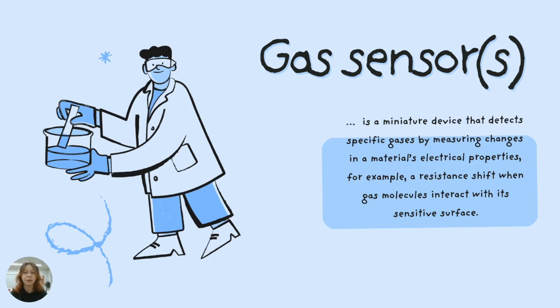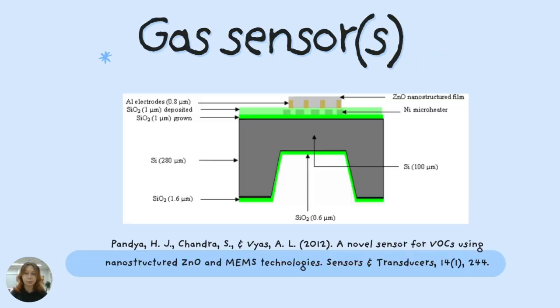by measuring changes in a material's electric properties. For example, a resistance shift when gas molecules interact with its sensitive surface. This gas sensor consists of a silicon-based microplatform with an integrated nickel microheater and a zinc oxide nanostructured sensing film supported by silicon oxide layers and patterned electrodes.